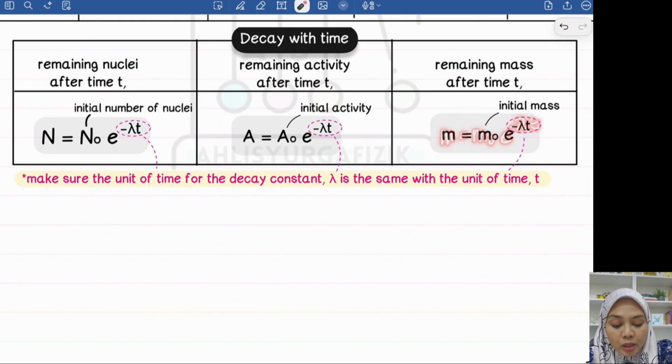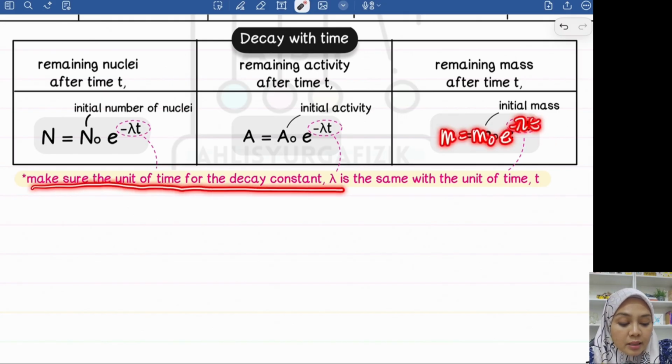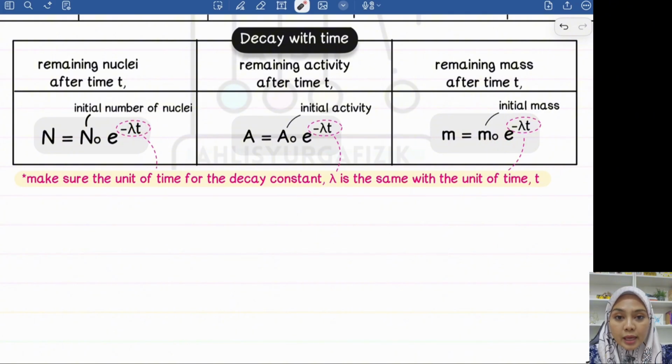Now make sure that the unit of time for the decay constant is the same as the unit of time that you want to multiply. So you have to be very careful. So again, the decay happens at the same time. It's just a matter of what quantity you want to see, whether you want to see the number of nuclei, the remaining activity, or the remaining mass after that particular time.